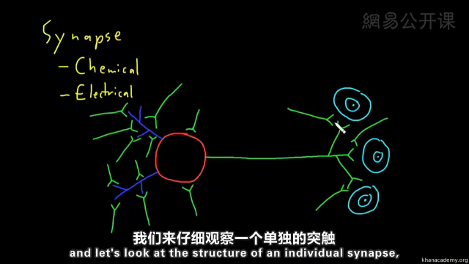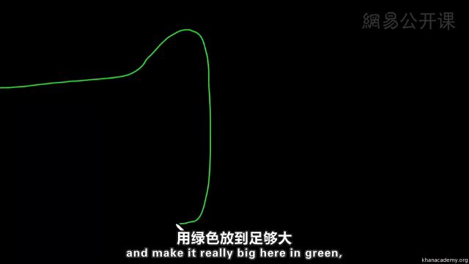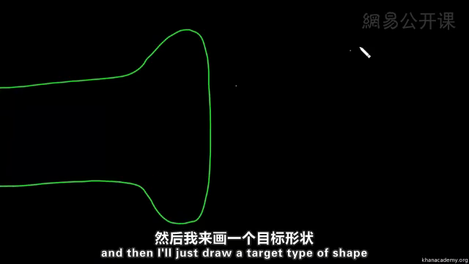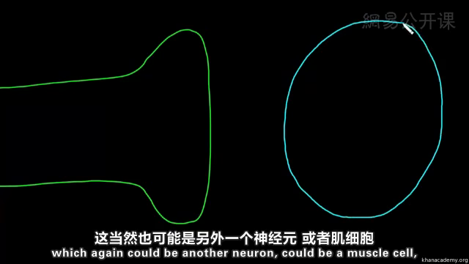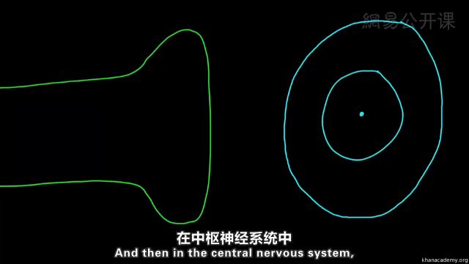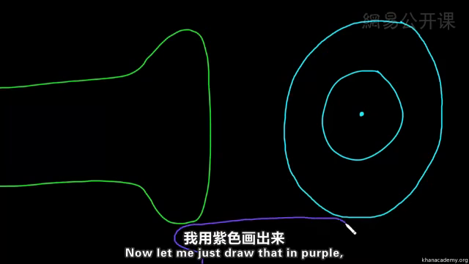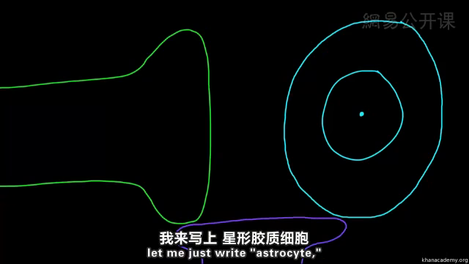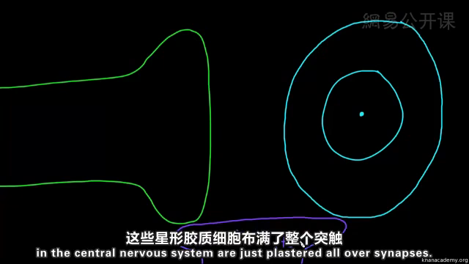But now let's zoom in and let's look at the structure of an individual synapse, like for instance this synapse right here. Let me start by drawing a big axon terminal, so I'll just blow up that axon terminal and make it really big here in green. And then I'll just draw a target type of shape to represent the target cell, which again could be another neuron, could be a muscle cell, or it could be a gland cell. And then in the central nervous system, covering most of the synapses, are the end feet of astrocytes. So let me just draw that in purple, and I'll actually just label that. Let me just write astrocyte.